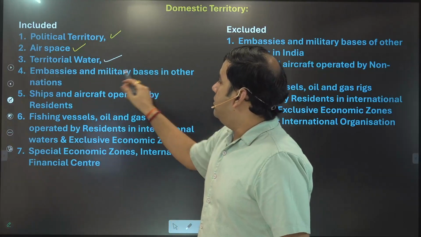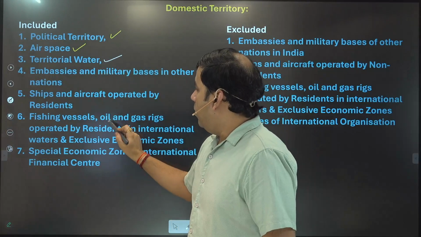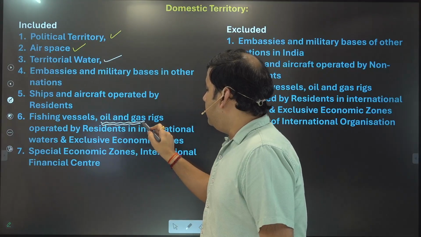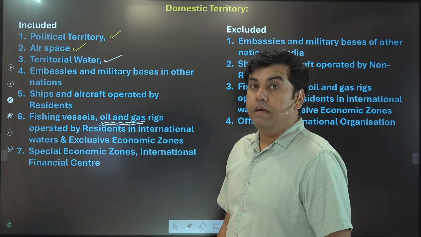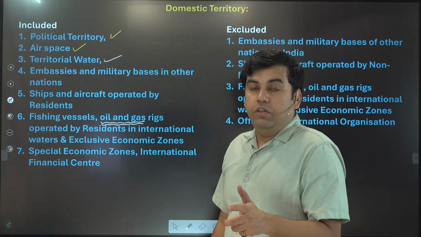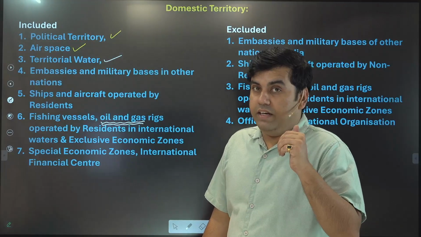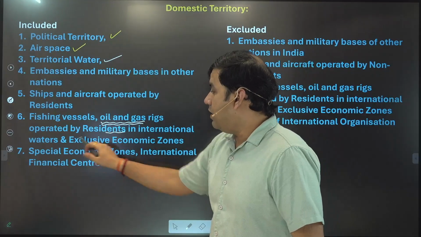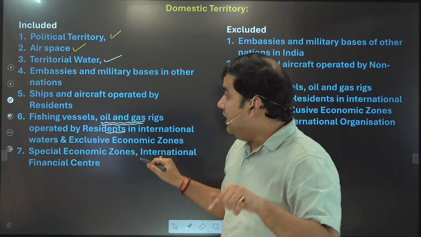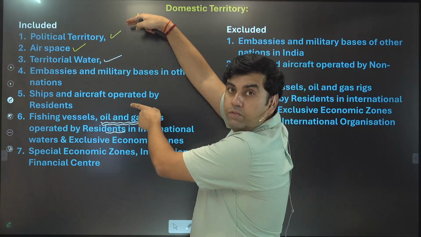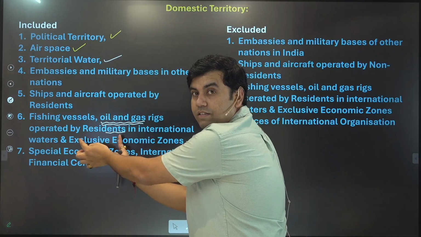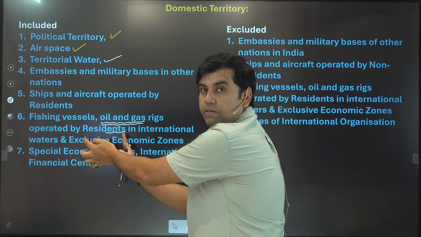Territorial waters, embassies, military bases, right? Now, here I have included this, but again, I'm telling you guys, it depends on the creation, how these oil fields have been created. Operated by residents in international waters and exclusive economic zones. So here the condition is, in the first five I have not written residents. Here I have written one condition, residents. Resident should be the operator.